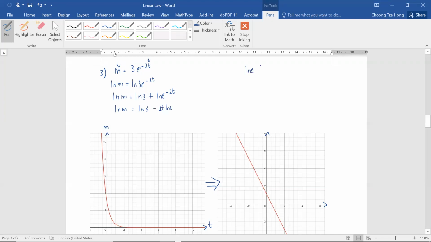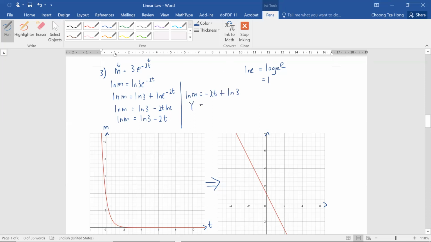Just now I didn't explain why ln e is 1. If you recall, ln means log base e, so log base e of e gives 1. So over here, what we're going to get is ln m equals ln 3 minus 2t. We rearrange, then ln m equals negative 2t plus ln 3.